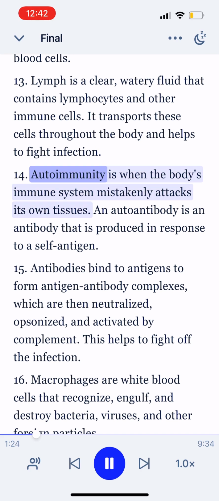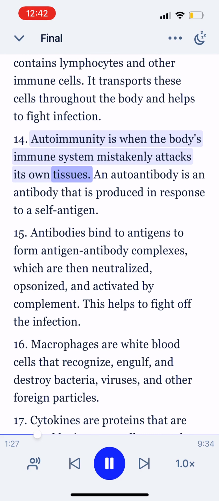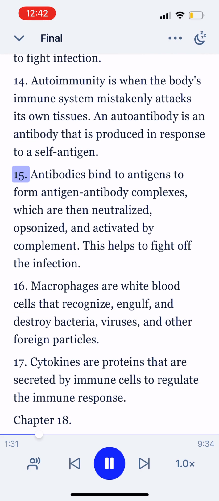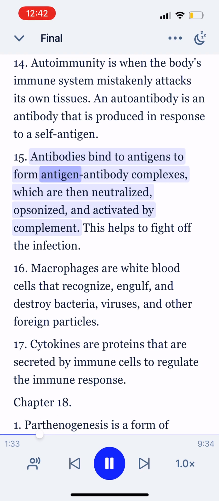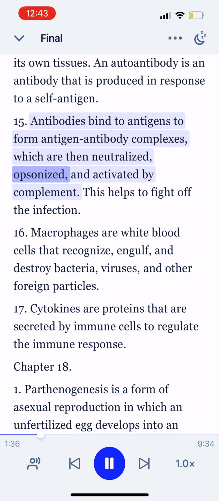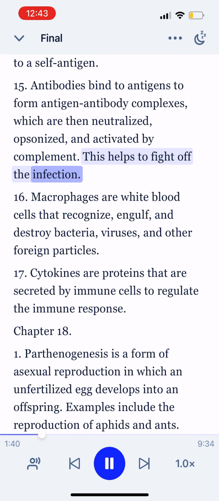14. Autoimmunity is when the body's immune system mistakenly attacks its own tissues. An autoantibody is an antibody that is produced in response to a self-antigen. 15. Antibodies bind to antigens to form antigen-antibody complexes, which are then neutralized, opsonized, and activated by complement. This helps to fight off the infection.